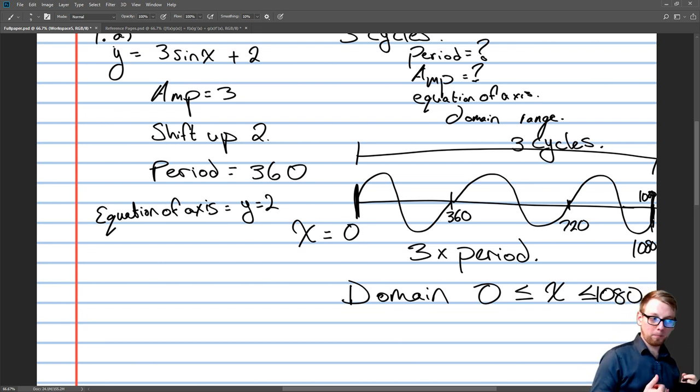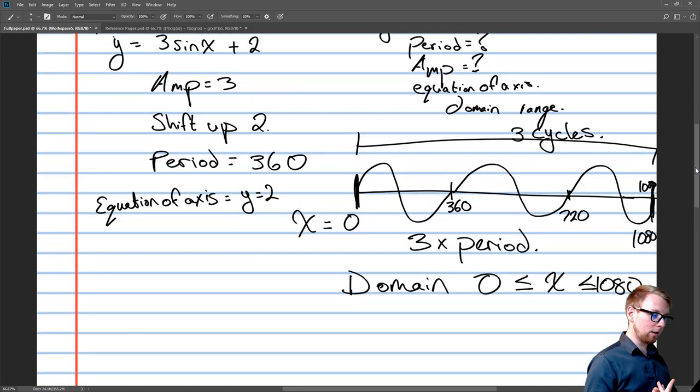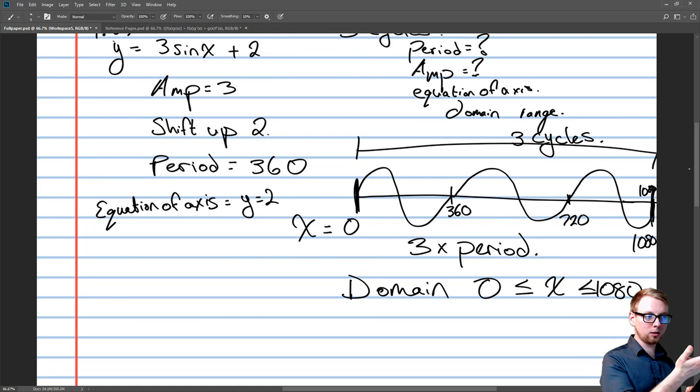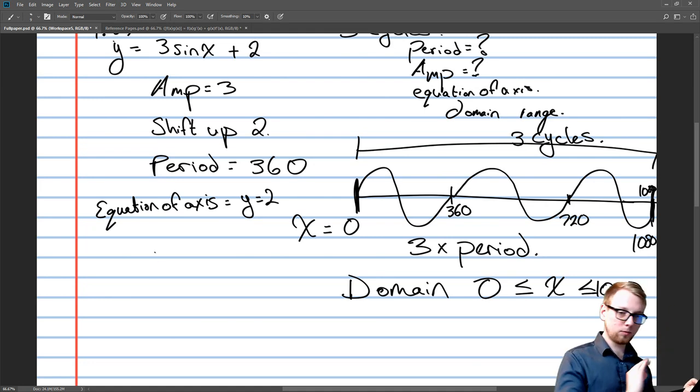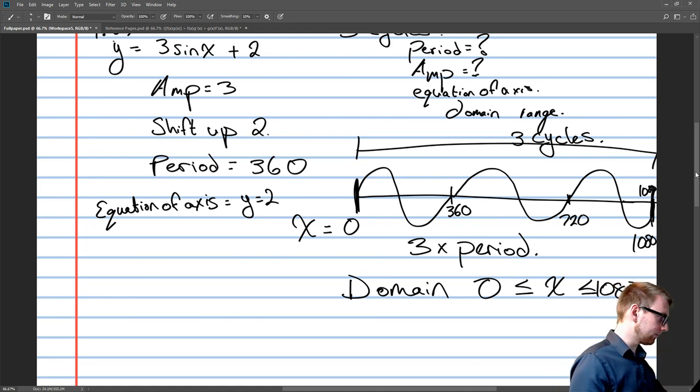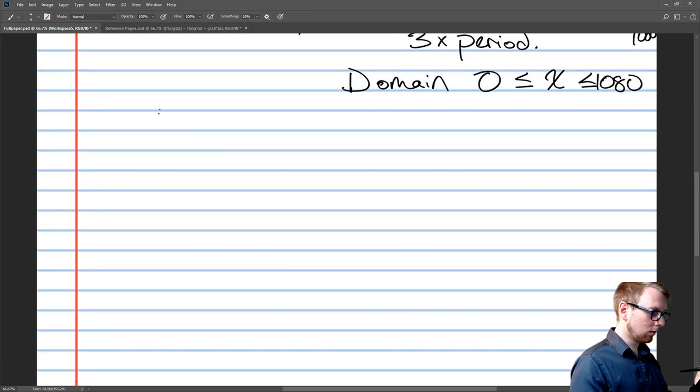Range. Well, the range is a mixture of the amplitude and the shift. So the range, we have 3 times sine x. If we don't include the shift, it would go from 3 to minus 3, right?